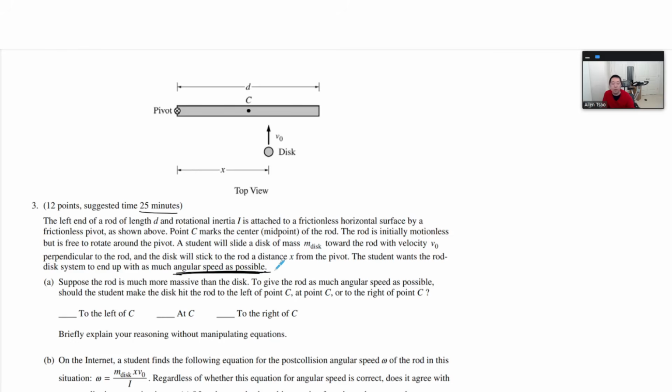Suppose the rod is much more massive than the disc. To give the rod as much angular speed as possible, should the student make the disc hit the rod to the left of point C, the right of point C, or at point C? Okay, and why would we say this? Well, intuitively, hopefully you know, if I want this thing to rotate, I want to hit it further over to the right here. Now, why do I want to do that?